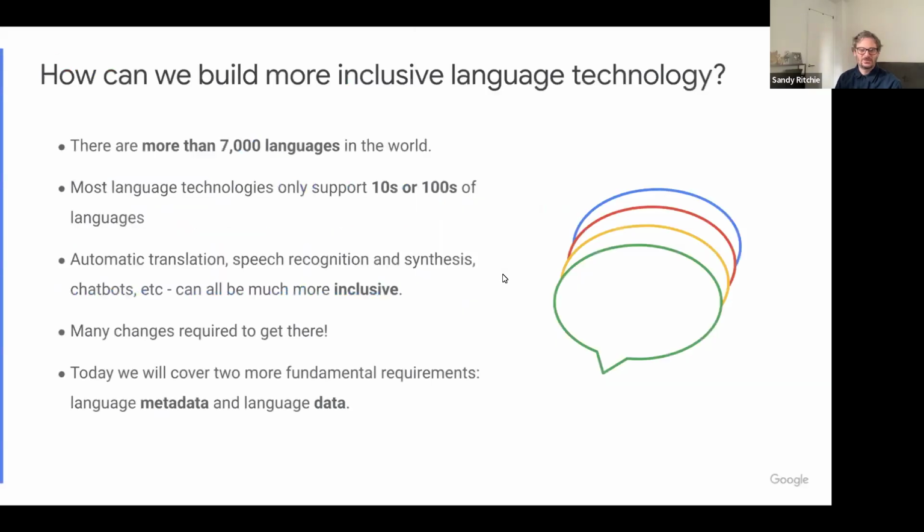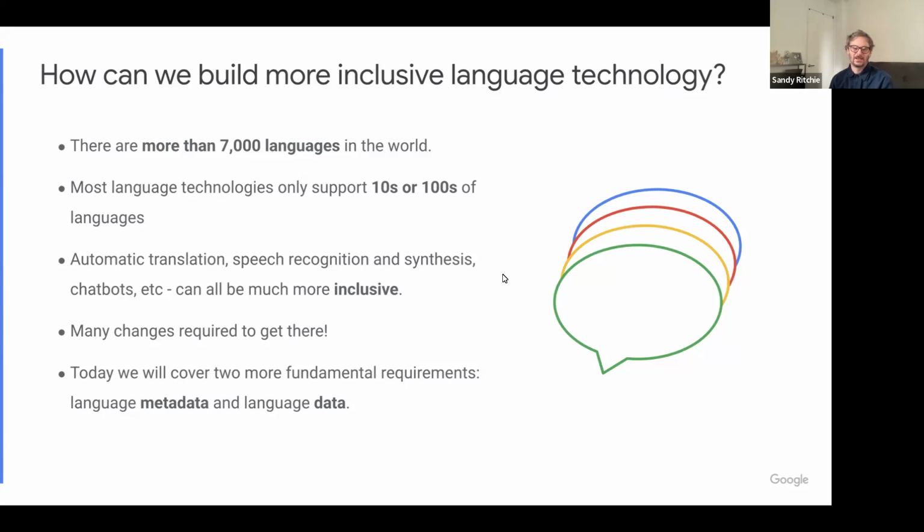So just a quick intro. I'm sure everyone's aware of this already, but just in case you didn't know, there are more than 7,000 languages spoken around the world today. And most language technologies typically only support in the order of tens or at most hundreds of those languages. So you can see that straight away there's a big gap. If the ideal state was that every language technology supported every single language, there's lots and lots of work to do in order to get to that place.